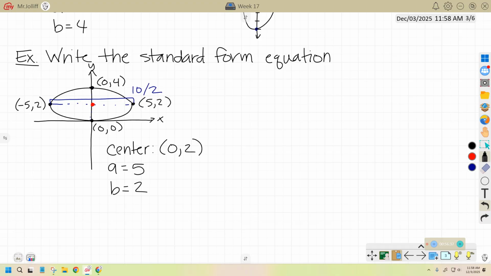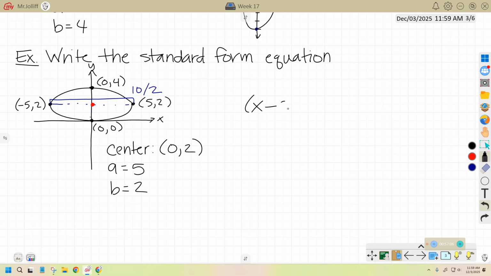Very good. So when we look along the x direction, we look at the x coordinates. Halfway between -5 and 5 is 0. Good. Along the y direction, we look at the y coordinates here along the minor axis. Halfway between 0 and 4 is 2. The center should be right smack in the middle. Perfect. Happy face. Now I have to write my equation.